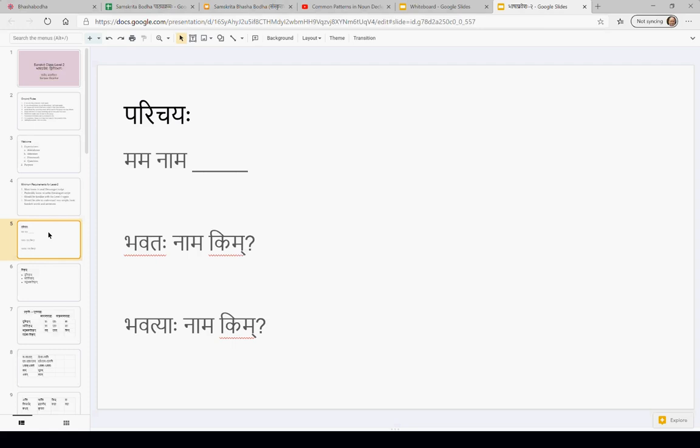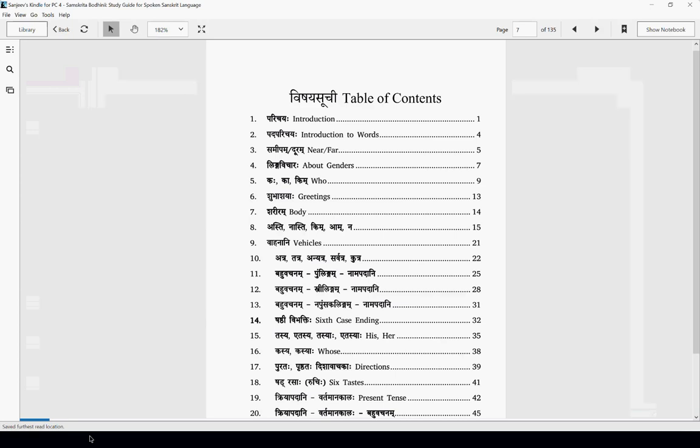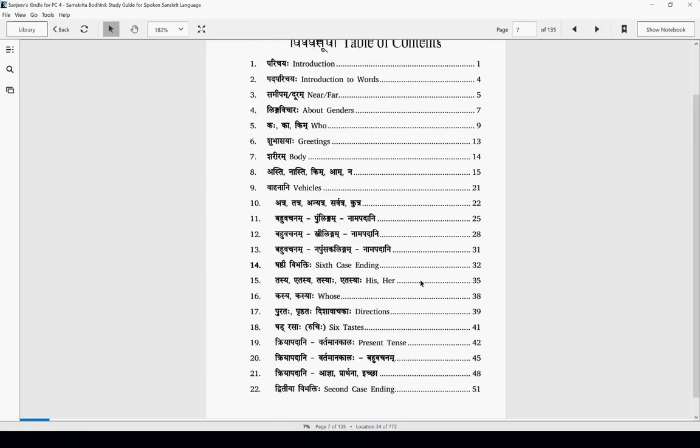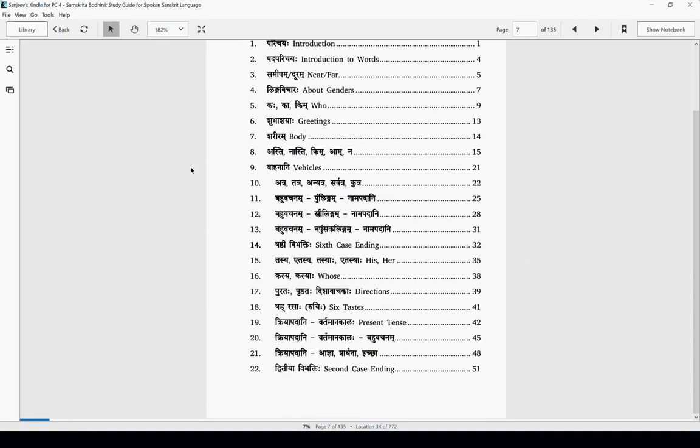So basically, in level one, the very basic topics are there. Here I'm going to show you. Okay, so you can see this, right? The table of contents from a different book. Parichaya, that's how we want to introduce ourselves. Pada parichaya, introduction to words. Vocabulary is important for people who are new to this.